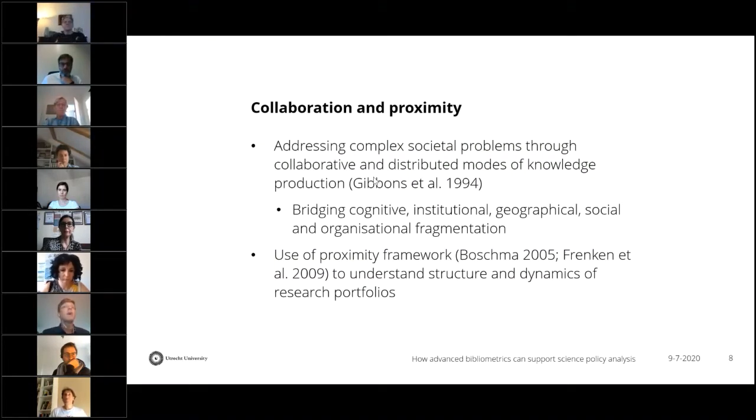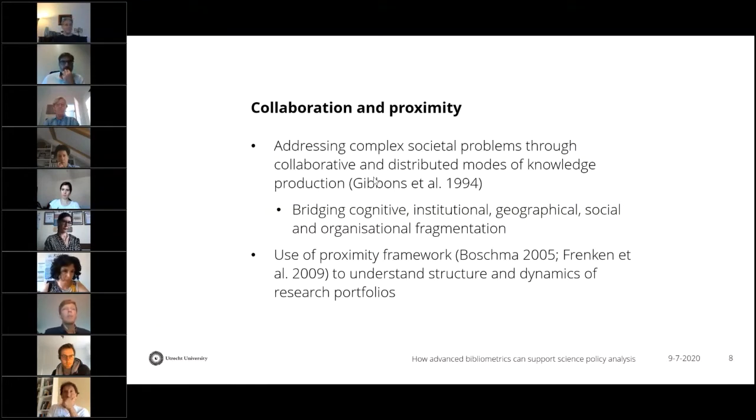And this is then really about bridging cognitive, institutional, geographical, social, and organizational distances. So cognitive, one can think about interdisciplinarity or multidisciplinarity. Institutional, one can think about quadruple helix interactions between citizens, governments, academia, and industry. Geographical, it's about collaborating over longer distances or between countries. Social is between researchers of different types of communities, and organizational, I think that's self-explanatory.